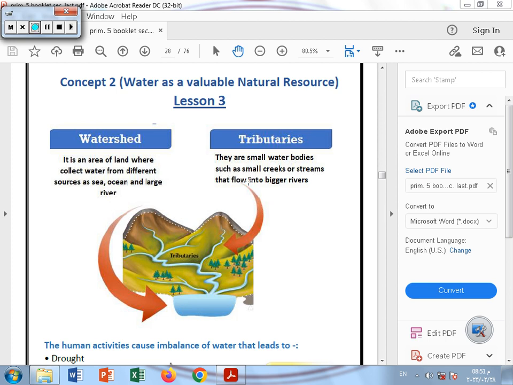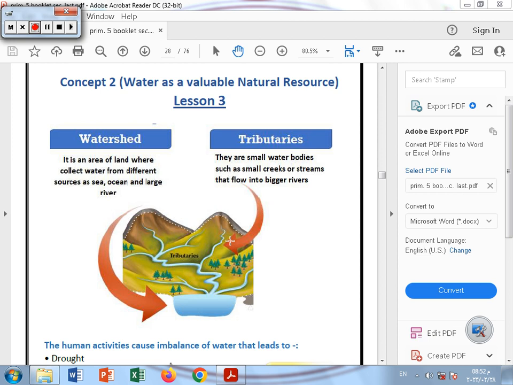In this lesson we are going to talk about a new water body which is called watershed. A watershed is an area of land that collects water from different sources such as sea, ocean and large rivers. So if we have different sources of water or different water bodies, all of them collected in only one place or an area, this area is called a watershed.